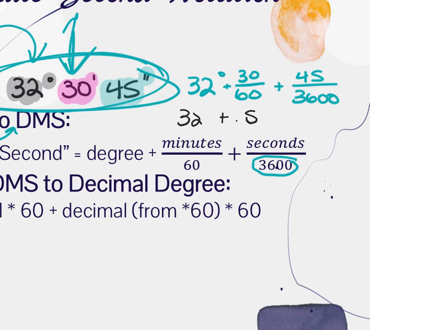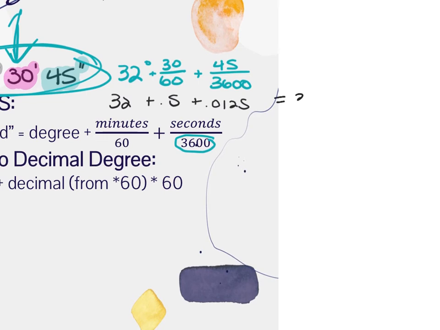0.5. And I do 45 divided by 3,600, and I get 0.0125. And then to get the full decimal degree, I just add those together. 32 plus 0.5 plus 0.0125. And this becomes 32.5125 degrees.